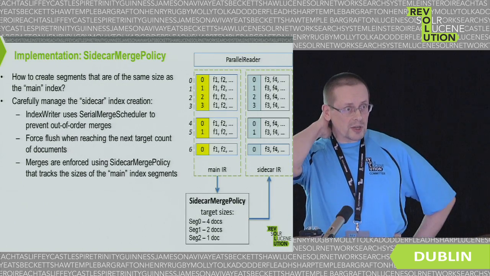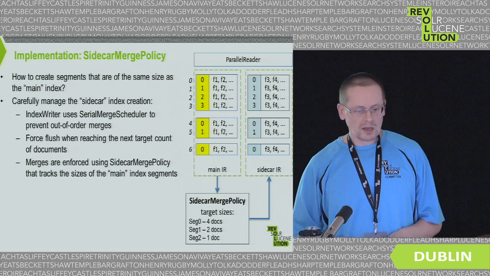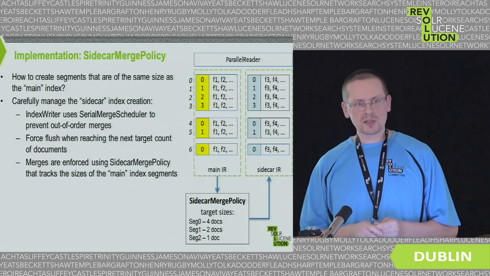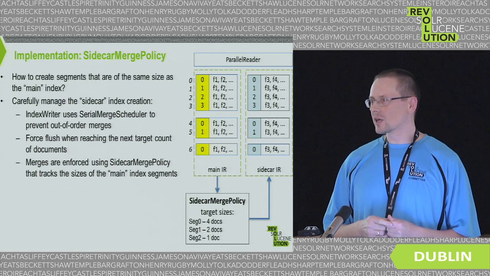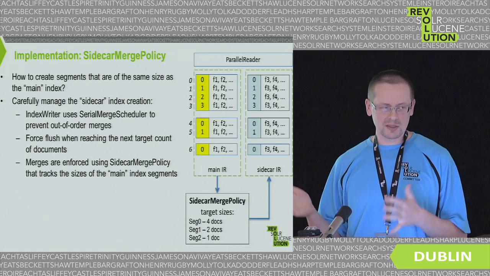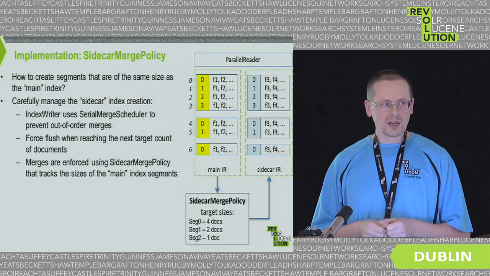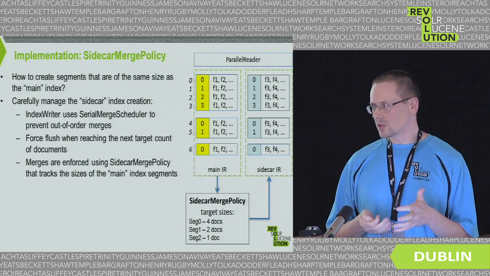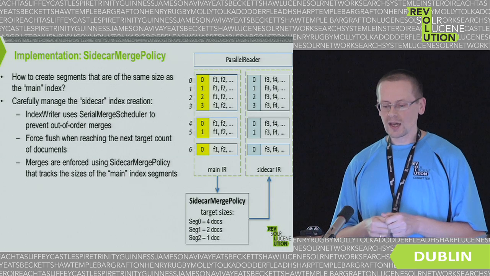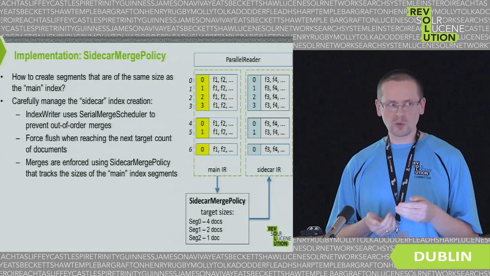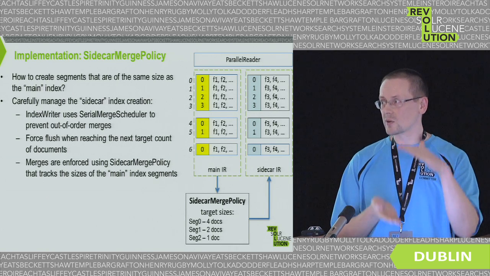The next challenge was how to create segments that are exactly alike the segments in the main index. Well, the answer is we do it carefully. We have to be very careful about how we construct this sidecar index. The index writer that is writing to the sidecar index needs to use a serial merge scheduler so that there are no merges that merge non-adjacent segments. And then we of course have to keep track of the number of documents per each of these segments, so that after the final merge, we get a segment that has the right composition.